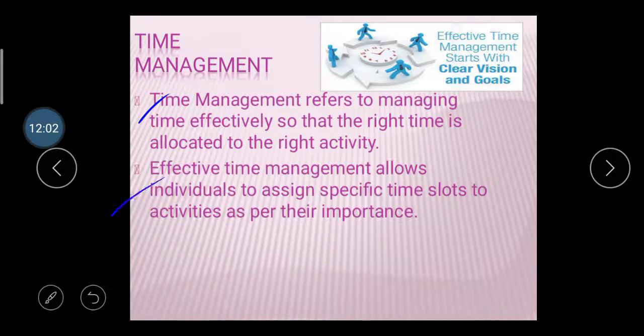Then after, effective time management allows individuals to assign a specific time slot to activities as per their importance. So you have to divide the slots according to the priority of your work. First of all, as a student, your priority is to study. So you have to allocate the maximum time to your study. Then after, you have to allocate time for co-curricular activity.